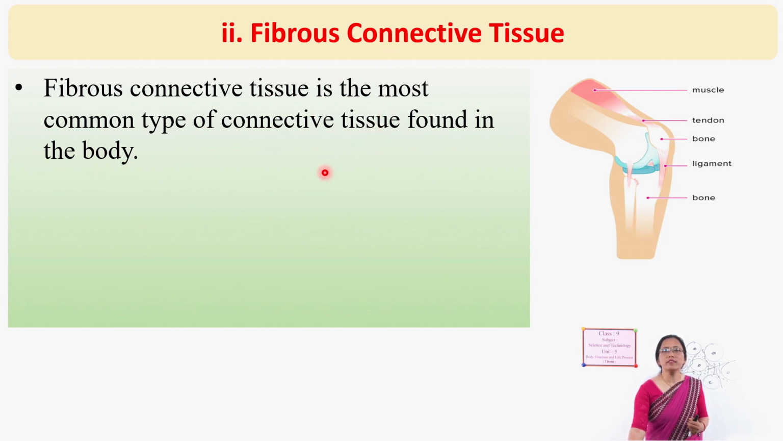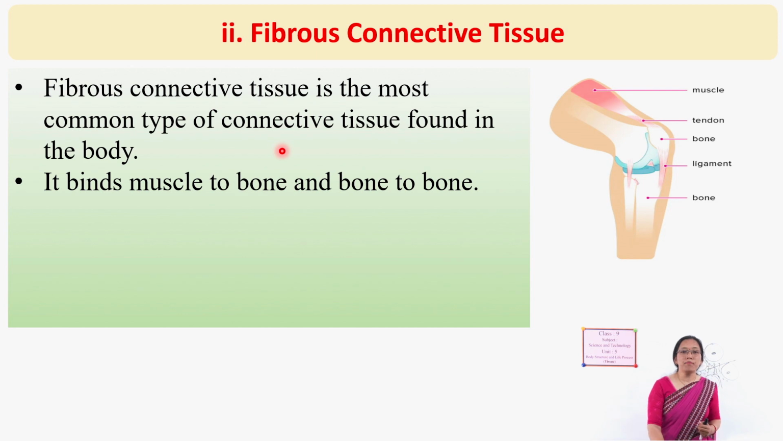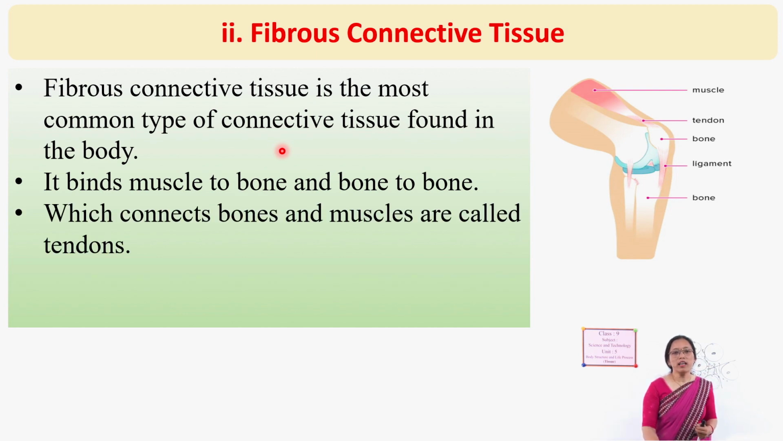There is some kind of fibrous connective tissue which directly binds the muscle to the bone. That type of tissue is called tendon. And some bind bones to bones. Here you can see these muscles are bound to the bones with the help of tendon, whereas bone and bone are attached with the help of ligament.